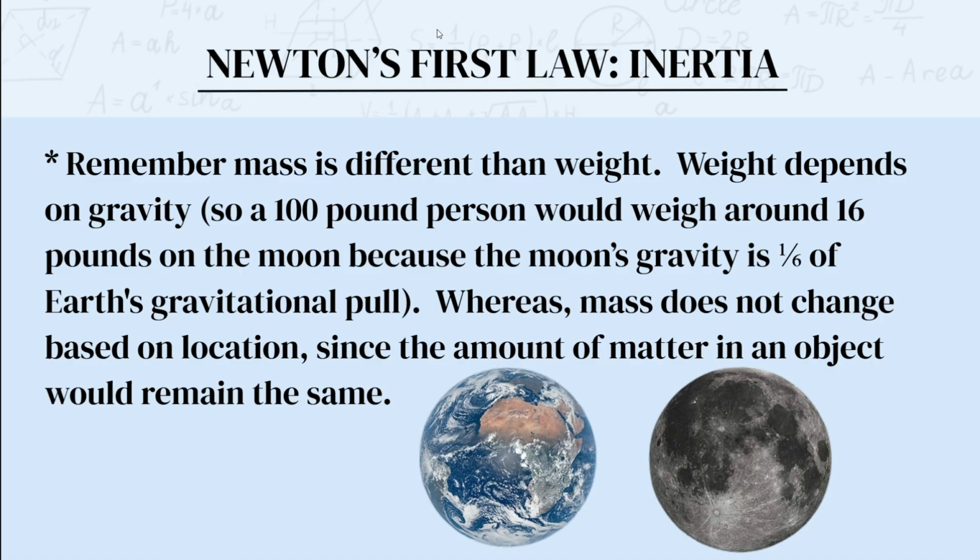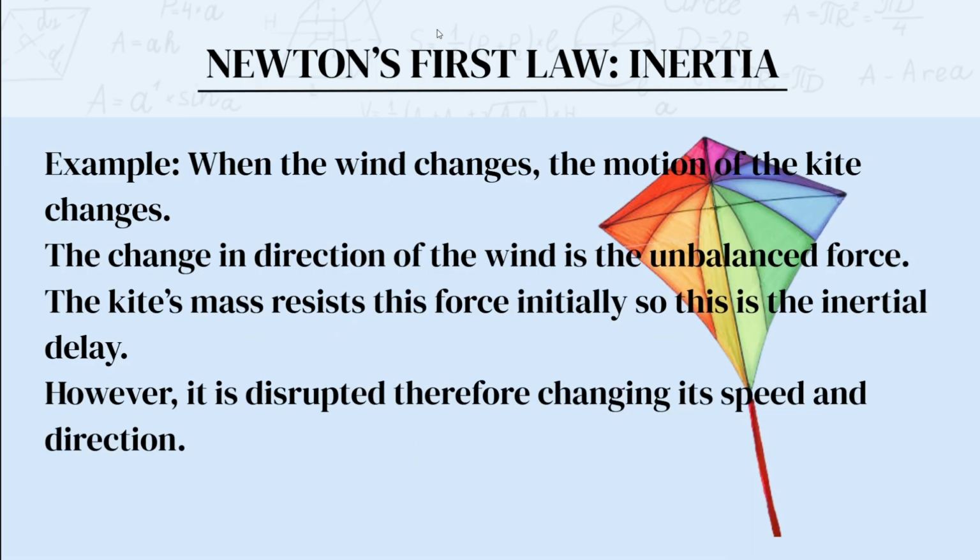Just a reminder, mass is different from weight. Weight is dependent upon gravity. An example I have is that someone who weighs 100 pounds on Earth is going to weigh 16 pounds on the moon, because the moon's gravity is 1/6 of Earth's gravitational pull. Whereas the mass does not change based on location, since the amount of matter in an object is constant, so it remains the same.